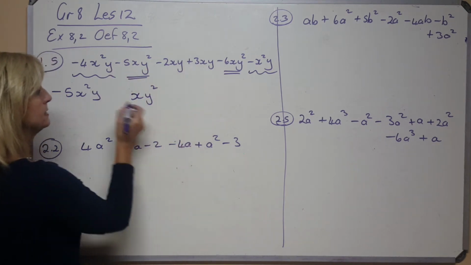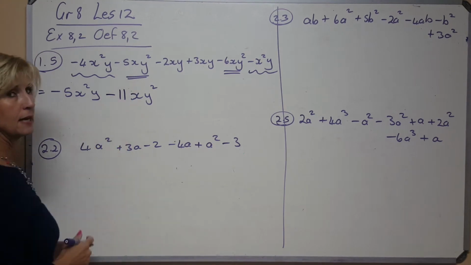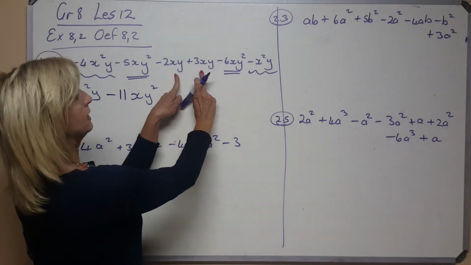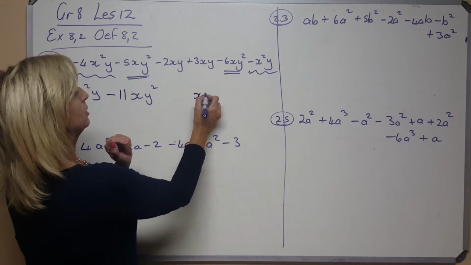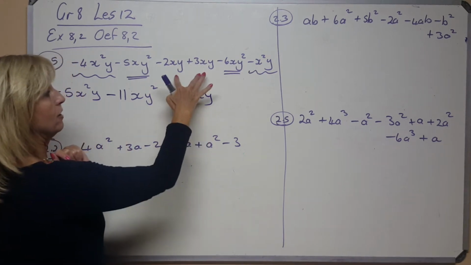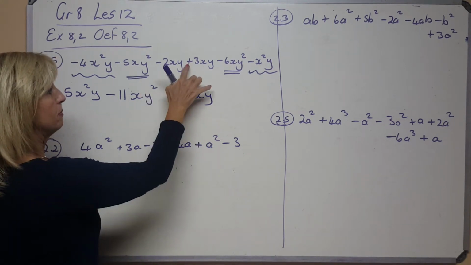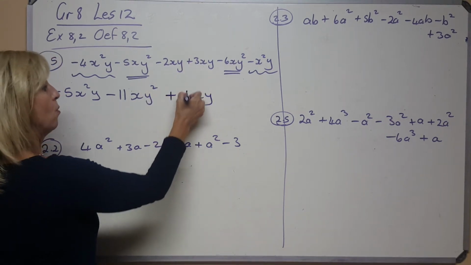Minus 5 and minus 6 is minus 11. Jy tel net die koëffisiënte bymekaar. En dit wat oorbly is ook gelyksoortig. Daar gaan 'n sekere hoeveelheid xy wees. They are like terms. There's going to be a certain amount of xy's. Minus 2 and plus 3 gives me plus 1.